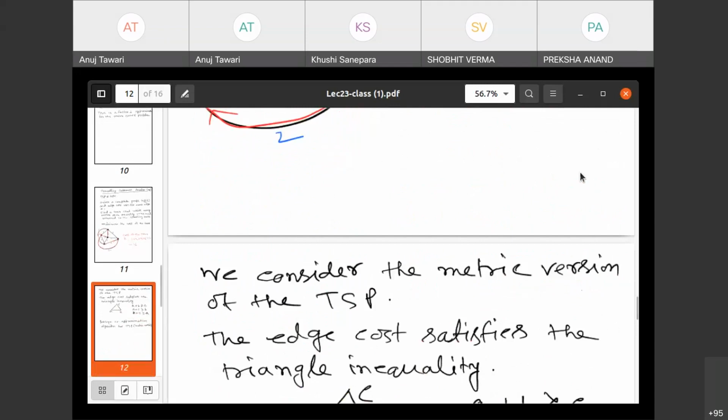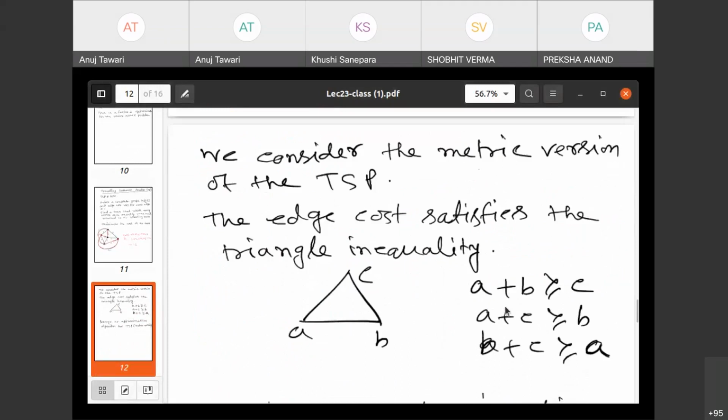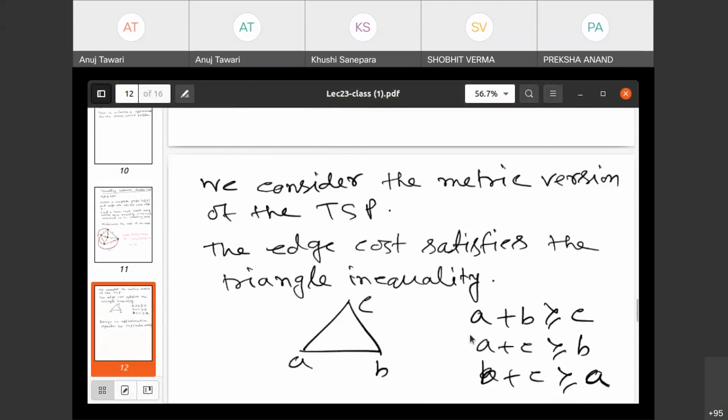And in this version, we are only interested in the metric version of the traveling salesman problem, which is that the edge costs satisfy the triangle inequality. So this is not entirely accurate. In fact, what I mean here is that AB plus BC is greater than or equal to AC. Okay. So if I want to go from city A to city C, a reasonable assumption is that I directly go from A to C instead of going from A to B and B to C.